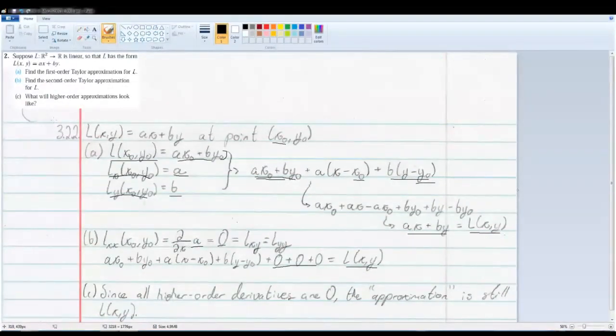And then it finally asks what higher order approximations look like. And of course, if all future derivatives are going to be 0, your approximation is just going to be the same linear function plus those 0s.